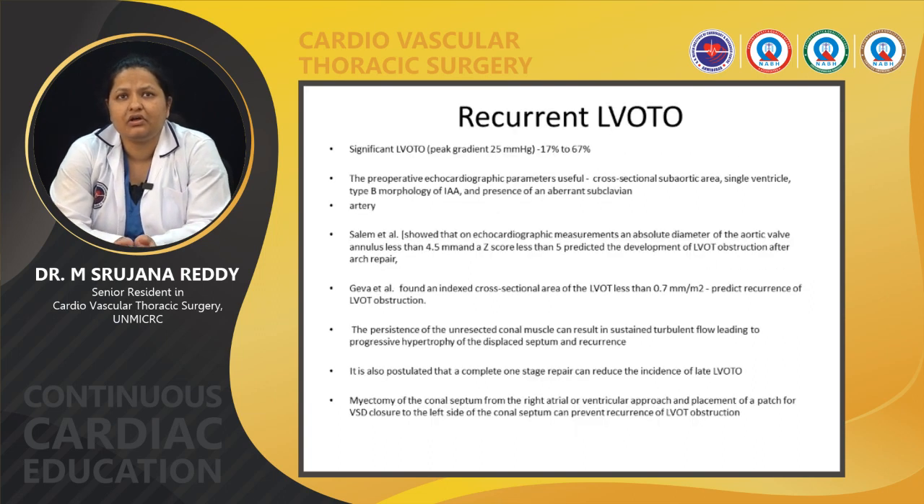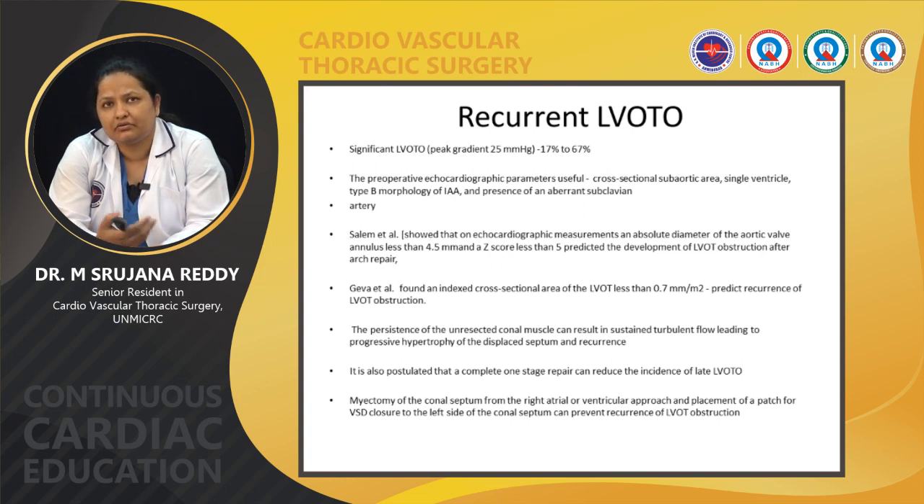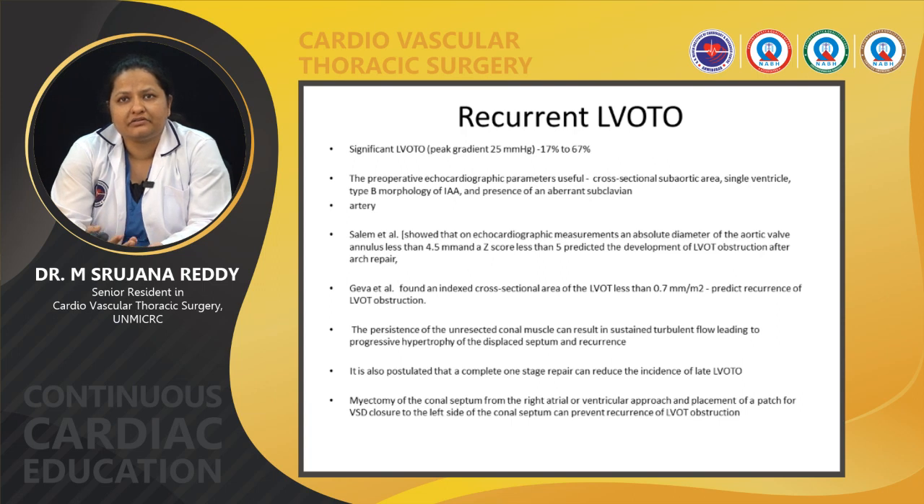Recurrent LVOTO. A significant gradient is a peak gradient of around 25 millimeters of mercury, and a prevalence earlier has been shown around 67 to 70%. In several reports, it has been reported as quite low. The preoperative echocardiographic parameters are usually helpful in predicting recurrent LVOTO in future: the cross-sectional subaortic area, single ventricle, type B morphology, or presence of an aberrant subclavian artery.